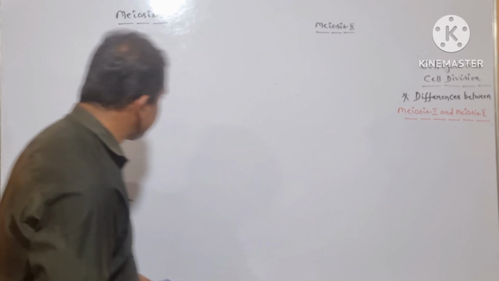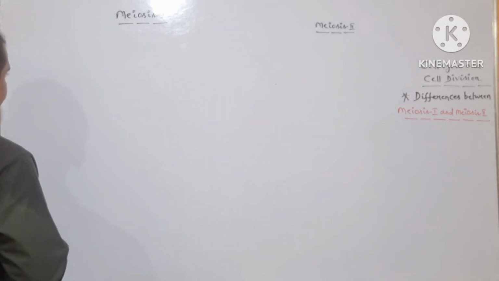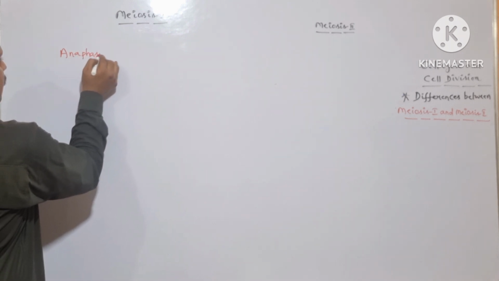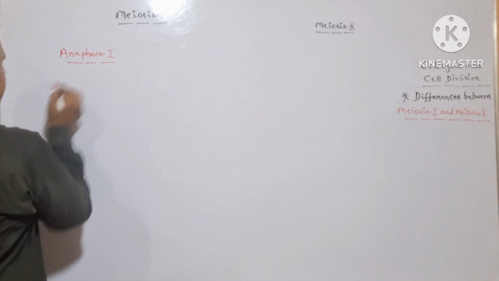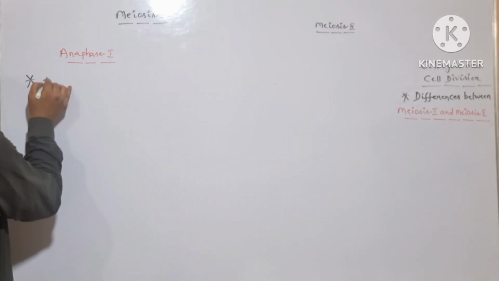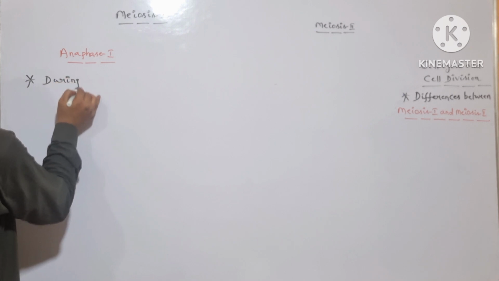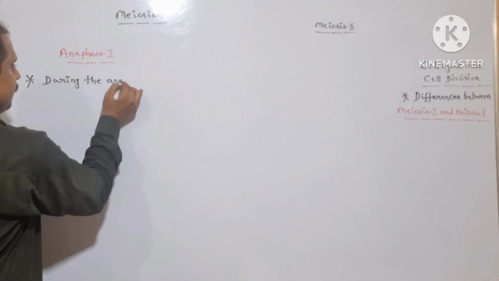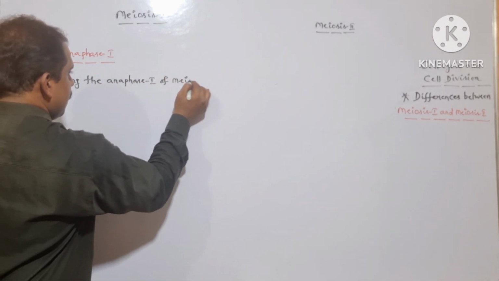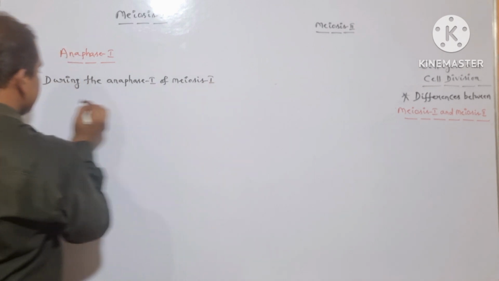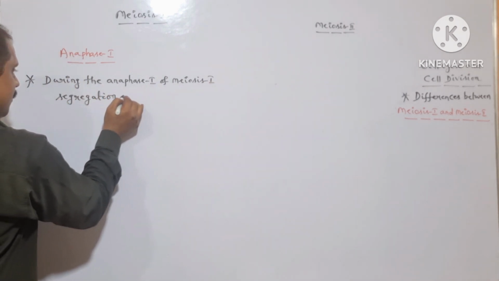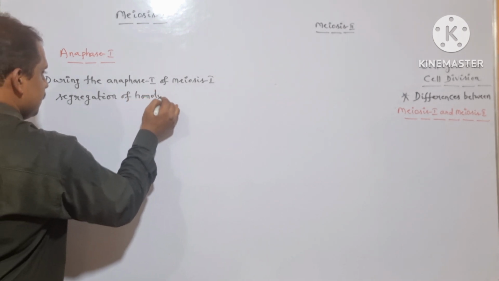Is it clear? So let me write it here. Anaphase 1 of meiosis 1, right? So during the anaphase 1 of meiosis 1, segregation of homologous chromosomes occurs.